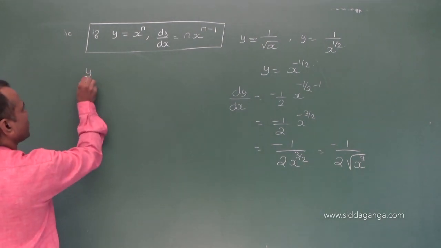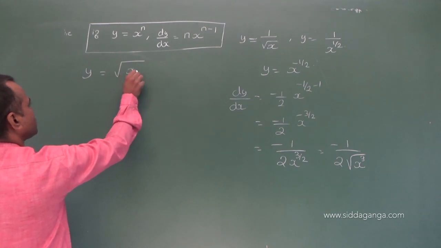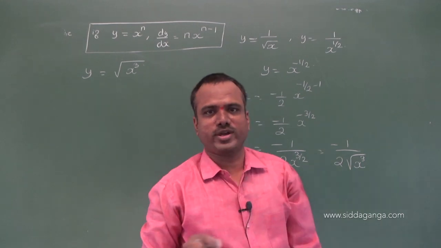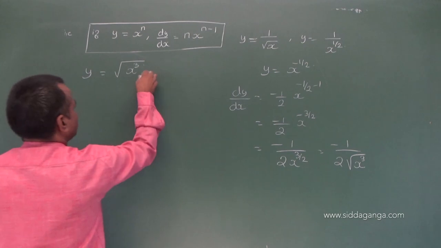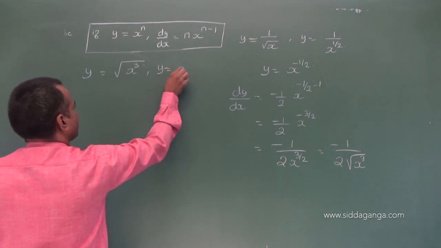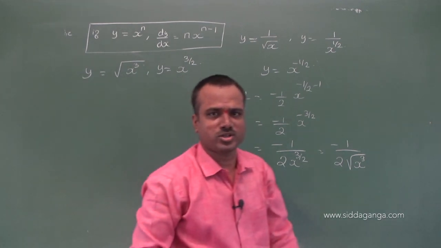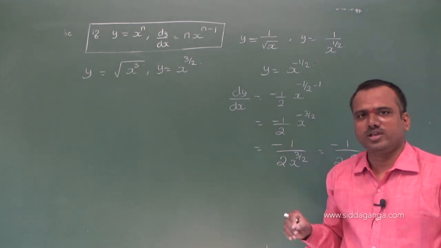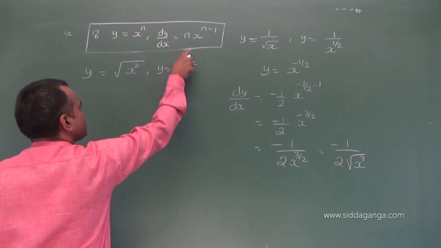Y is equal to square root of x cube. Then how to solve this one, sir? So I write it in the indices form: x to the power what? 3 by 2. Y is equal to x to the power 3 by 2. So n is what? N is 3 by 2.